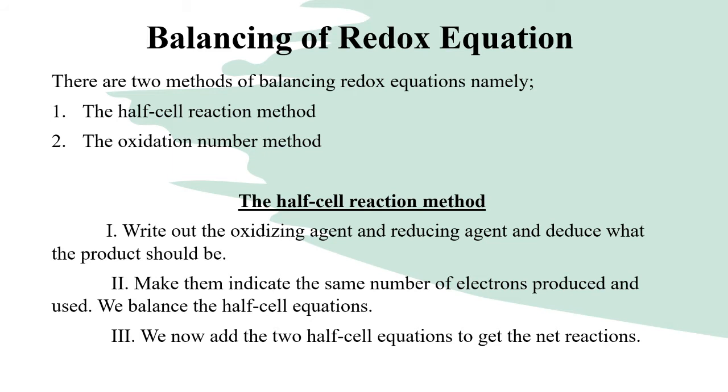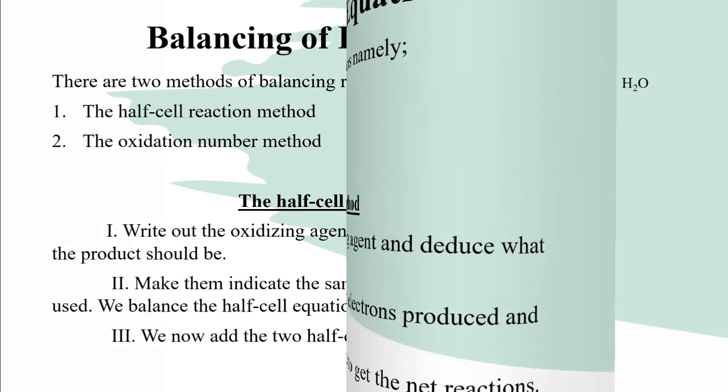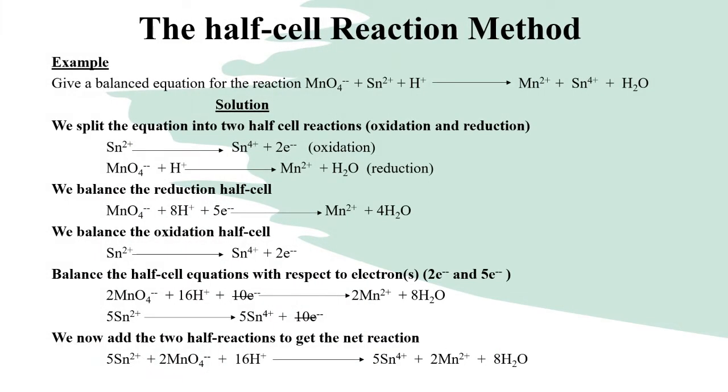Number two, make them indicate the same number of electrons produced and used. That means we balance the half-cell equations. Number three, we now add the two half-cell equations to get the net reaction. Let's take this example.